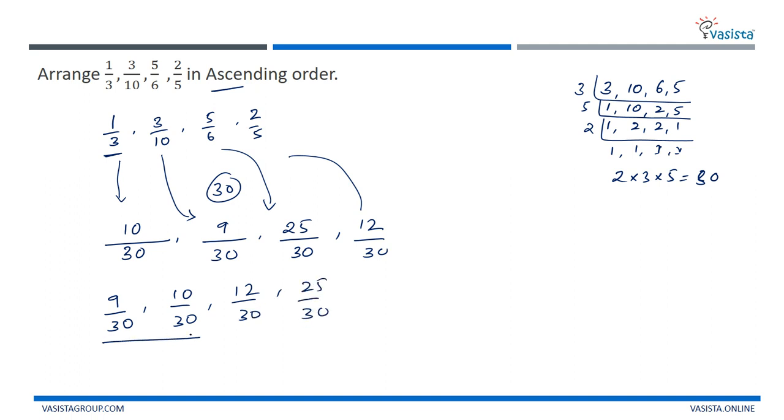Now let me arrange it in ascending order. 9 by 30 is nothing but 3 by 10. 3 by 10 is the first one, and then 10 by 30. 10 by 30 is nothing but the second one, that is 1 by 3, and the third one is 12 by 30, that is 12 by 30 is nothing but 2 by 5, and the fourth one is this 5 by 6. This is what the answer is. Hope you understood.